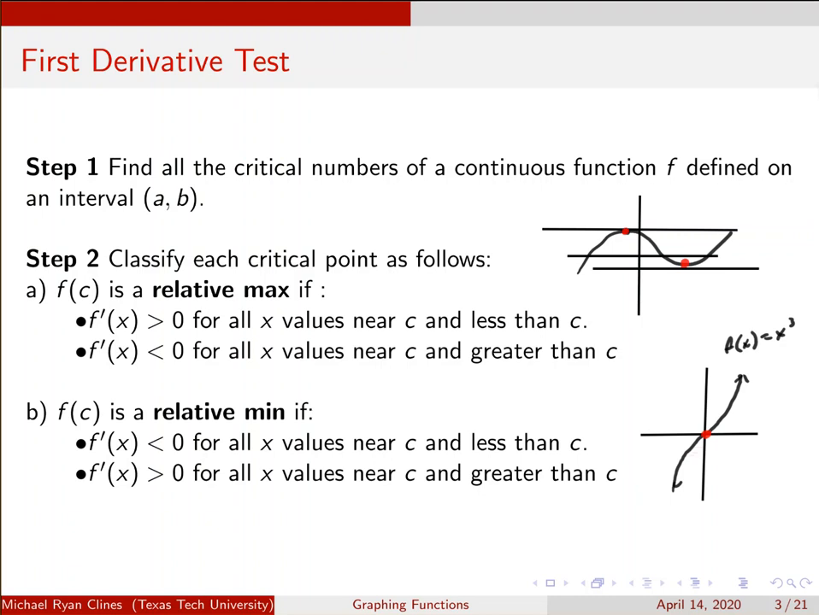Where does it top out and where does it bottom out? Where does it change direction? So that's the first step in going towards graphing these functions. Okay, so let's actually look at some examples here.